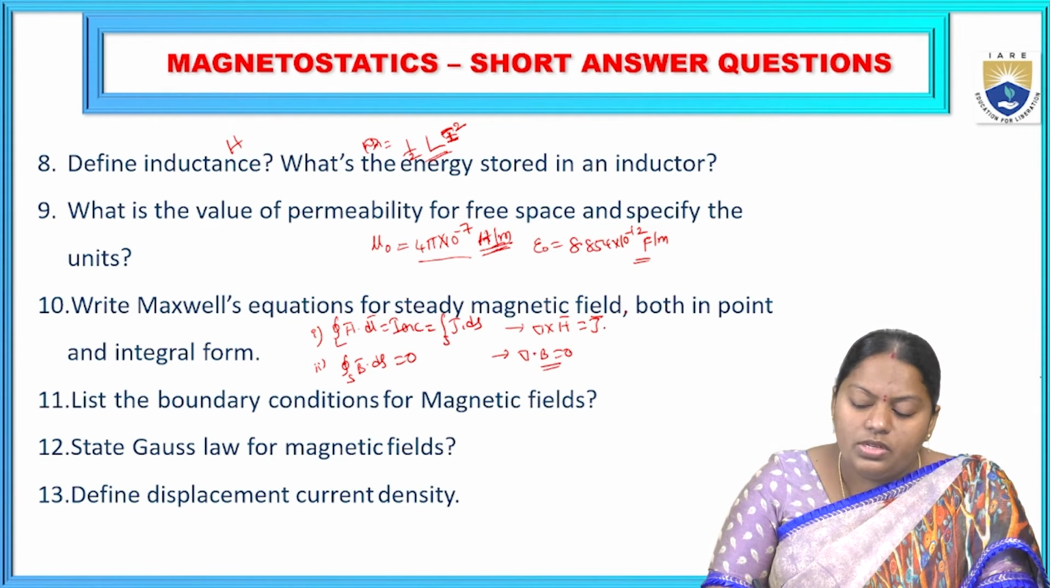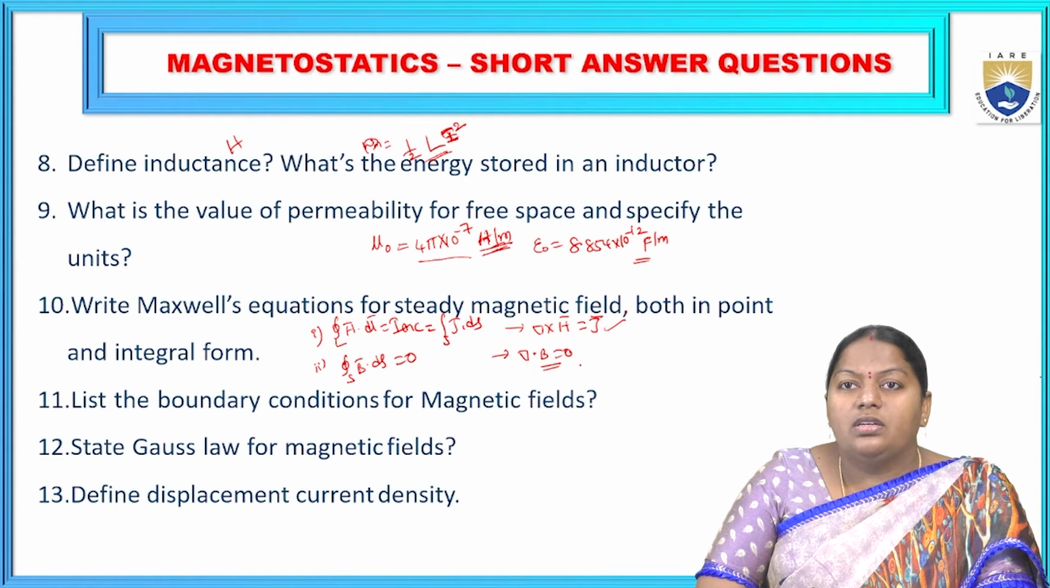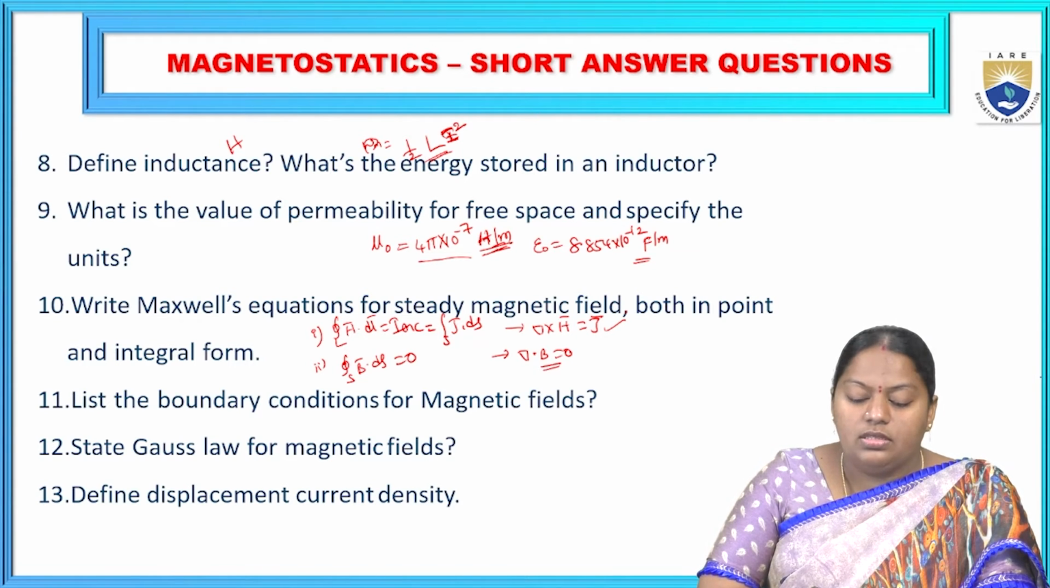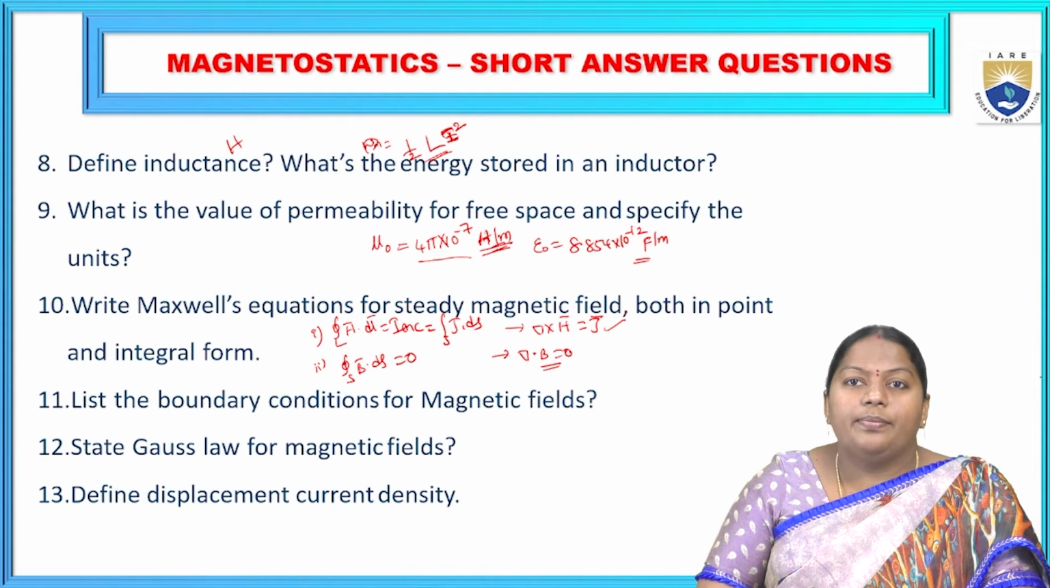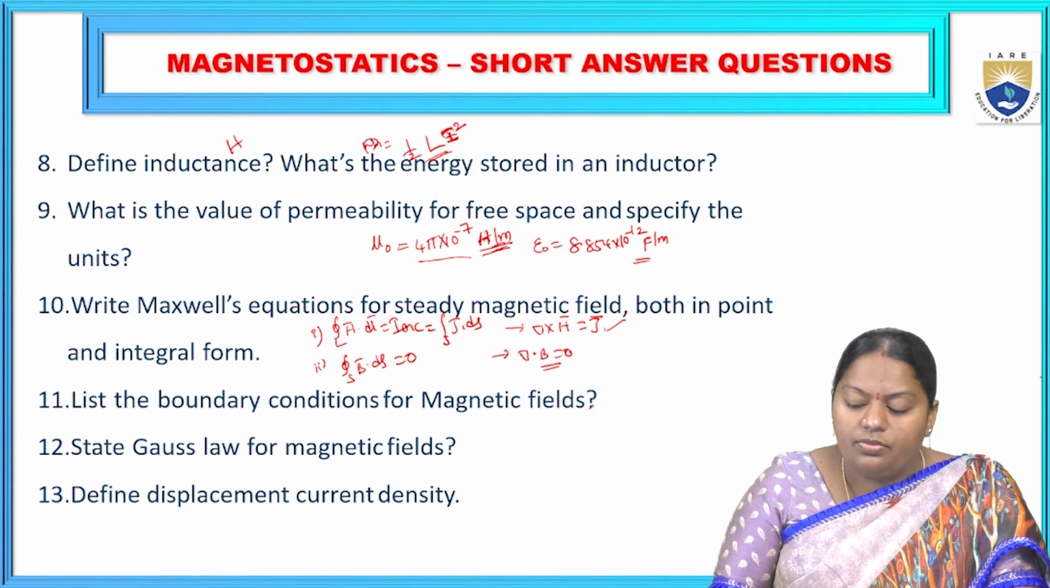So the first one is obtained from Ampere's circuit law, and the next one is obtained as the magnetic monopole does not exist in any closed conducting paths. Then list the boundary conditions for magnetic fields.